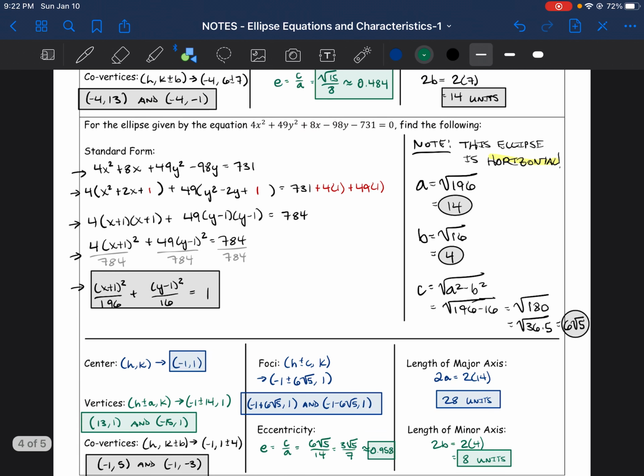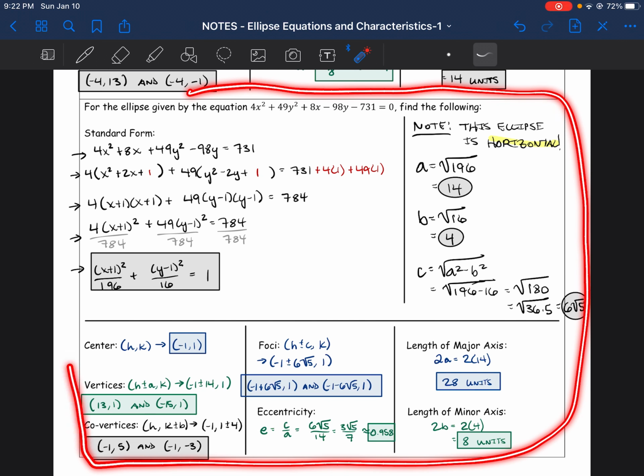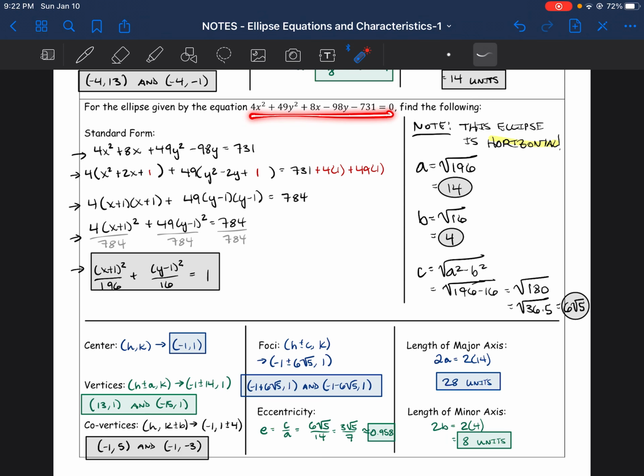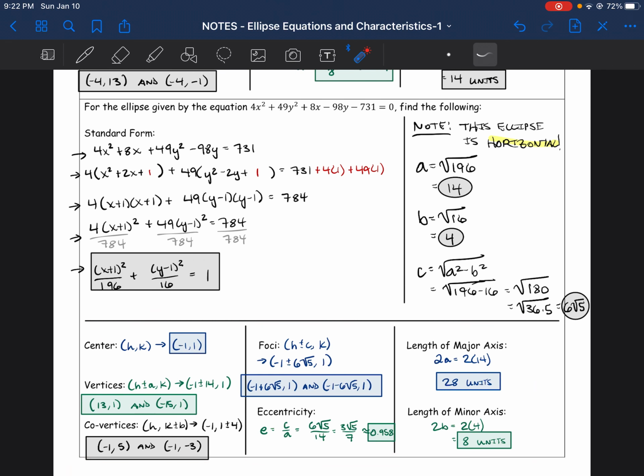All right, so a lot of work involved with that one. Remember, this was all one problem right here. We started by taking the general equation, converting it to standard form. From standard form, we can find the A term, the B term, and the C term, which allows us, with all the formulas that we have, to calculate all these little key parts of the ellipse.